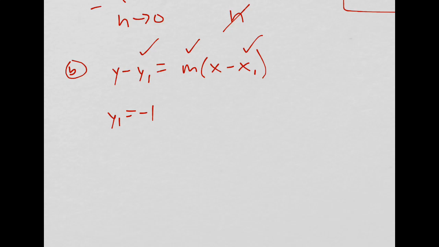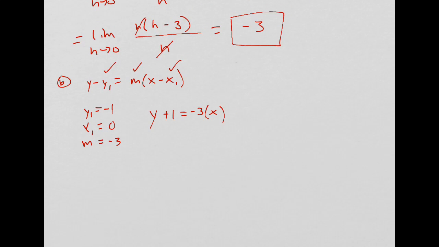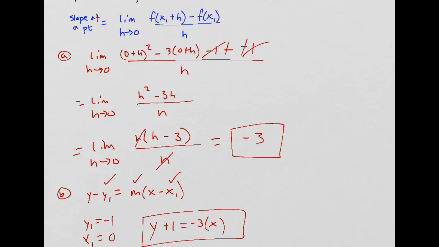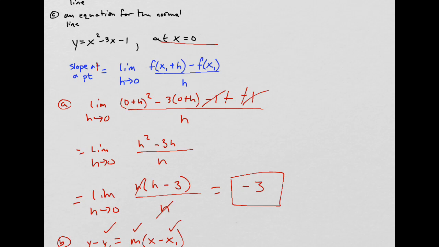How did I get that? I just plugged in my x1. x1 was given, and m was negative 3. So my equation, I don't have to simplify it or anything. You can if you want to. y minus negative 1, so that's plus 1, equals negative 3 times x minus 0, just negative 3x. So there we go. There's an equation of the line tangent to this curve when x equals 0.